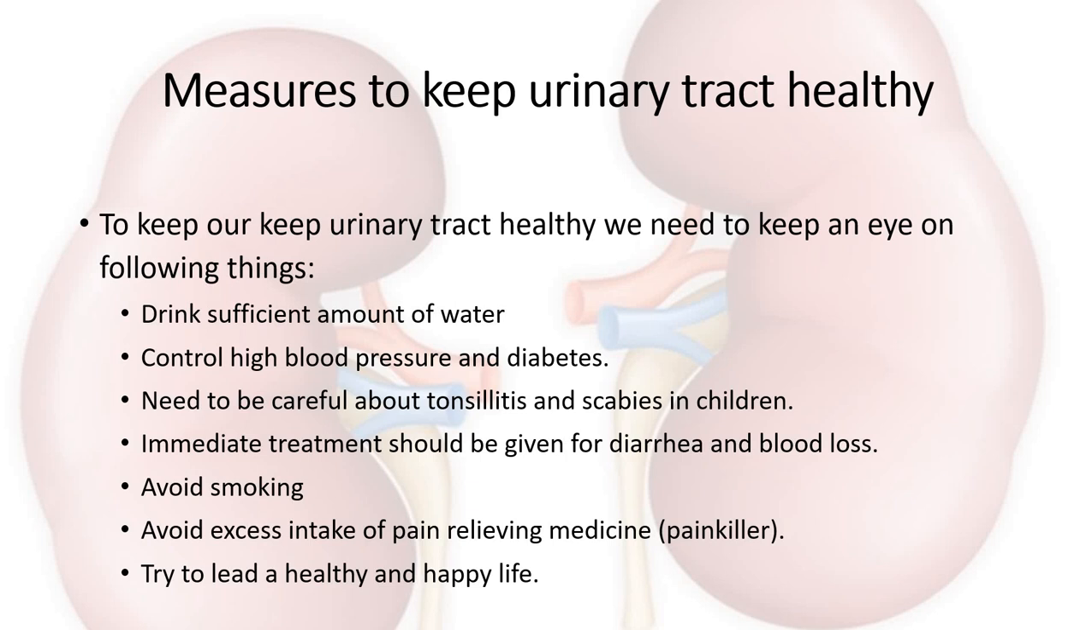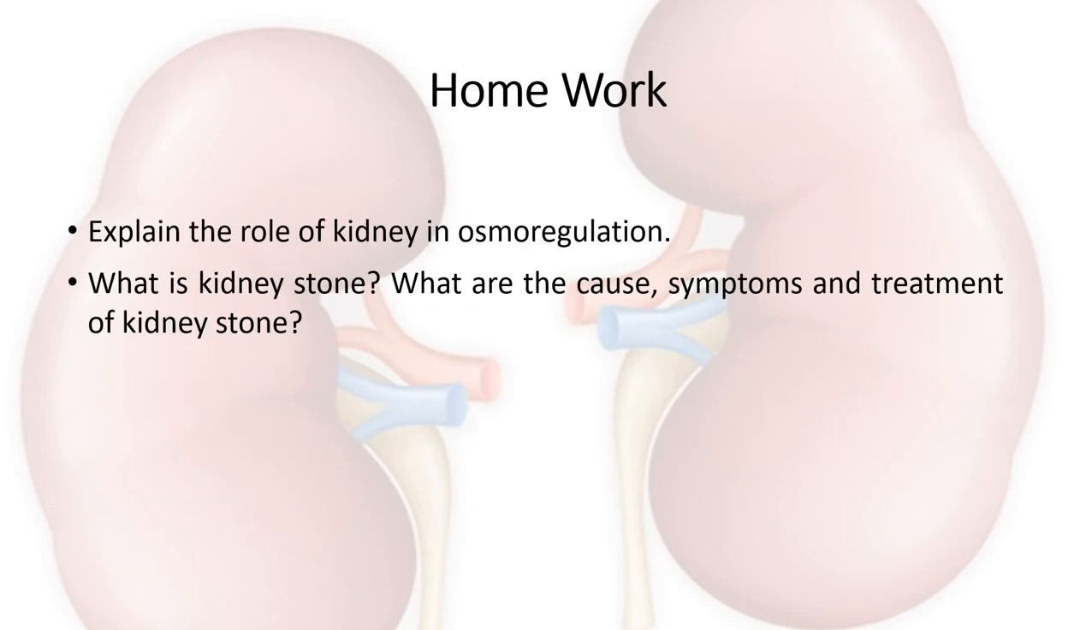Then immediate treatment should be given if diarrhea and blood loss occur in any patient, mainly a kidney patient. And then avoid smoking, and avoid excess intake of pain-relieving medicine, which is painkillers. It can ultimately damage your kidney, and try to lead a healthy and happy life. Your homework will be: explain the role of the kidney in osmoregulation, and what is kidney stone. What are the causes, symptoms and treatment of kidney stone?